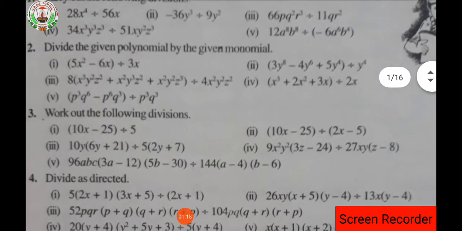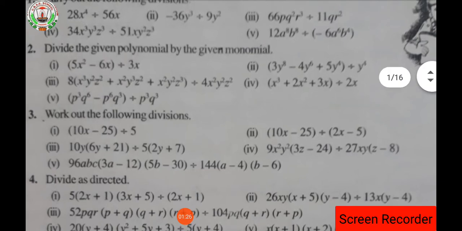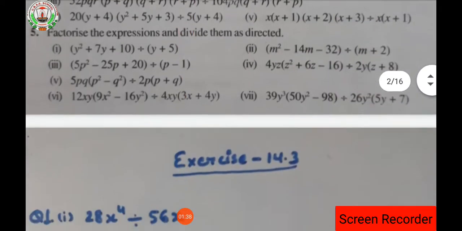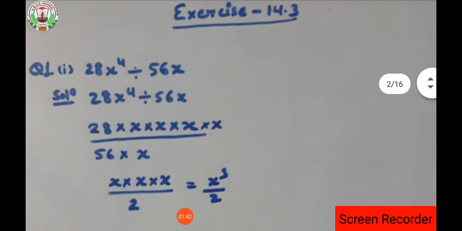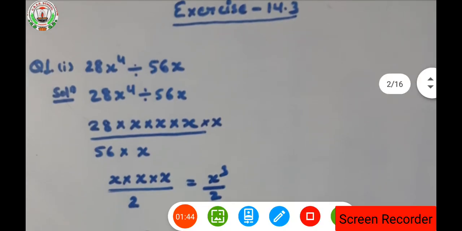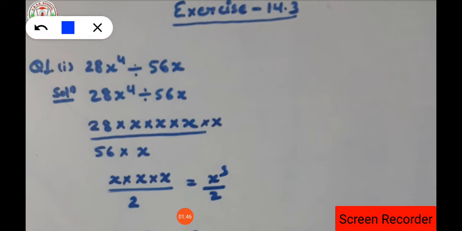In question number 3 it is said to work out the following division. That means simply you have to open the bracket and divide. Open the bracket, that means you have to separate the numerators with the denominators and divide it. Okay, while doing the questions it will be more clear to you. Clear? So here we are going to do exercise 14.3 first question. Let's start the solutions. As I told you beforehand, we have to divide the numbers.